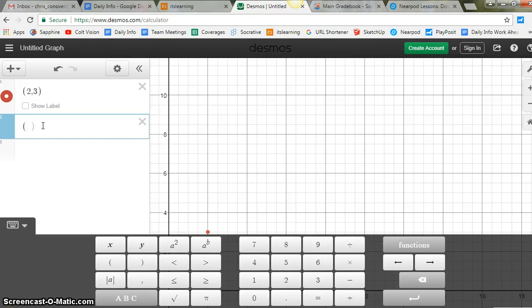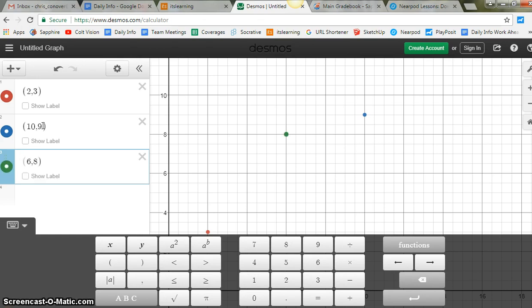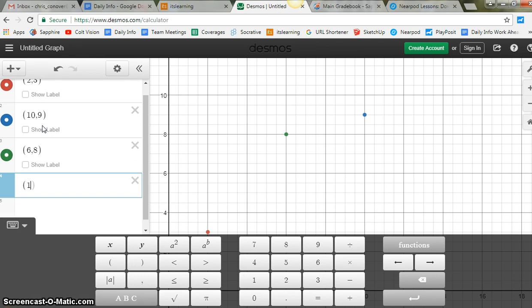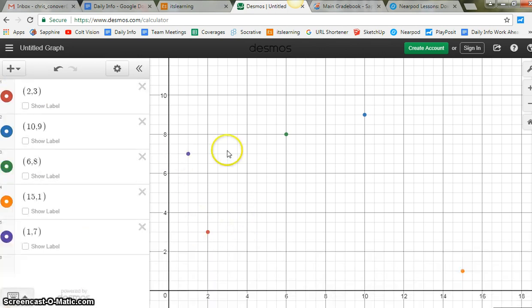I'm going to put in a second ship, 10, 9, enter. Third ship, 6, 8, enter. Fourth one would be maybe 15, 1, enter. And my last and final ship, 1, 7, let's say. Alright, now if we look at my screen, I have 5 ships. These represent my ships. I don't want my partner knowing where they are. He's trying, or she's trying, to sink them.